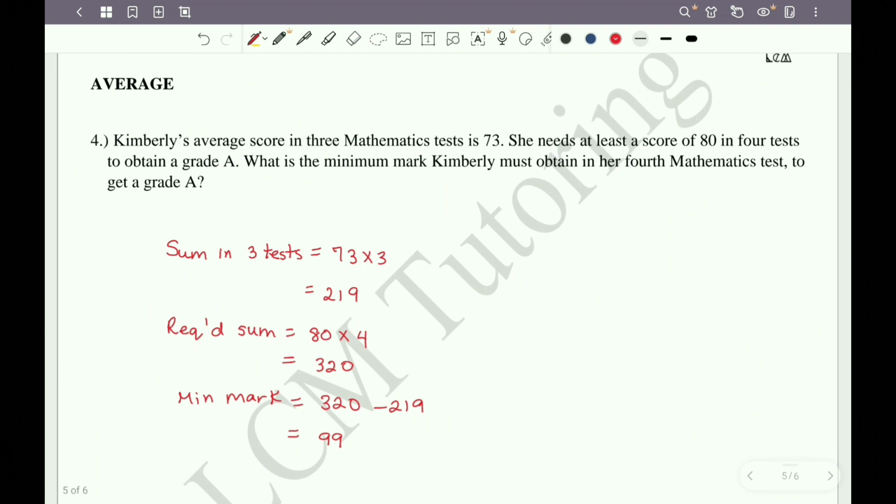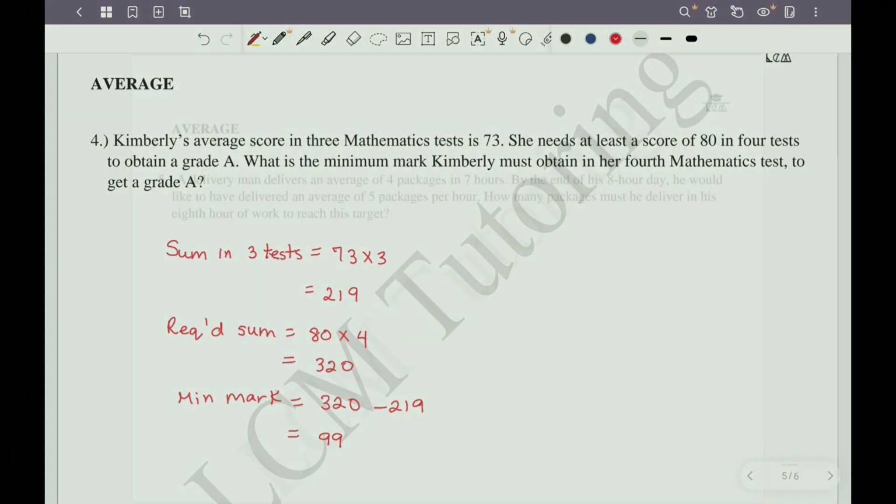Okay, so this one was a little different, but as you can see, it's still the same concept. We have a total that we want to get to, so we just find the difference to see how many, in this case marks, we need to make up. So this was question 4. Let's move on to question 5.